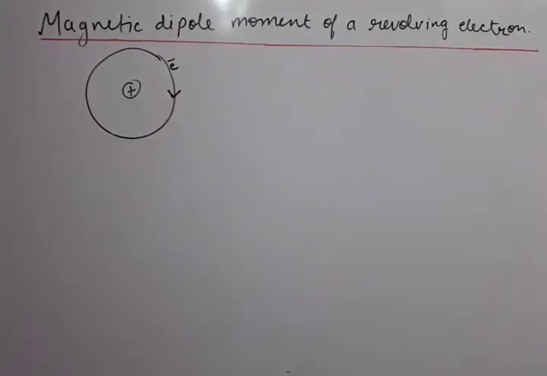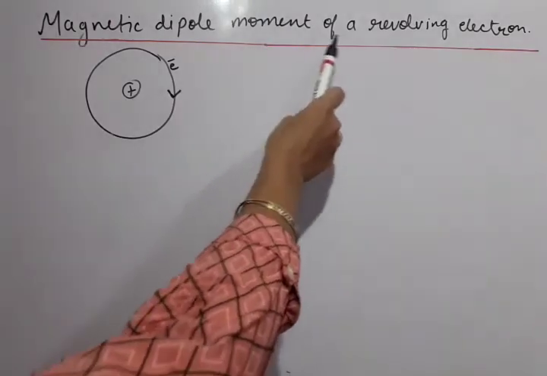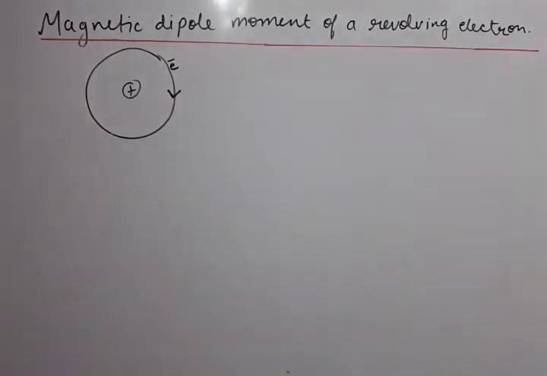Hello students, our today's topic is magnetic dipole moment of a revolving electron. Now here we are interested in the concept that every atom possesses some magnetic property. Why? We need to find this answer.